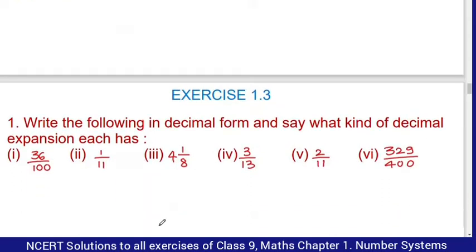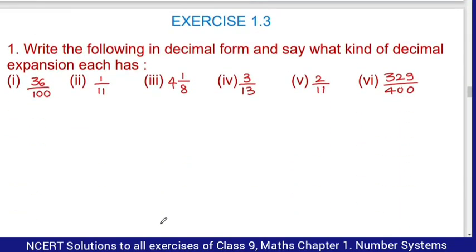Exercise 1.3, first question. Write the following in decimal form and say what kind of decimal expansion each has. I will solve it one by one. Solution. First one, 36 by 100, which is equal to 0.36, means it is a terminating decimal expansion.